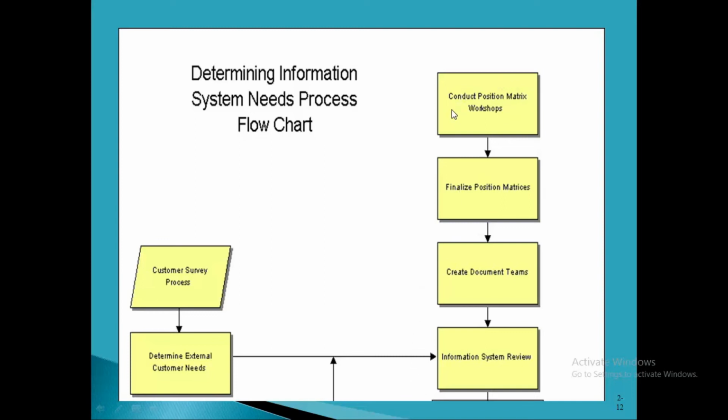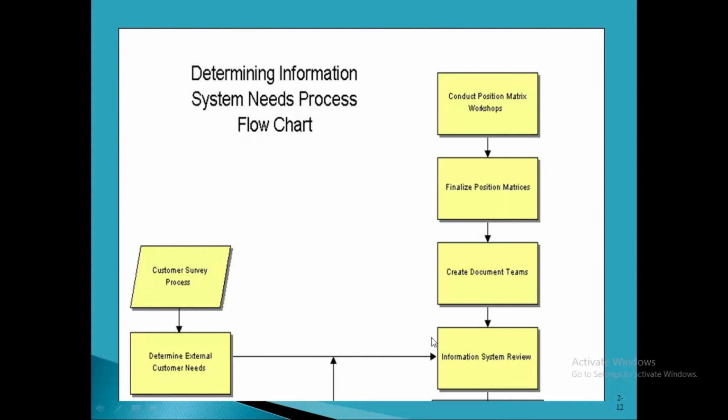Conduct position matrix workshops. Firstly, we need to conduct the position matrix workshops, at which processes are of higher priority and then the subsequent ones. Second step, finalize the position matrices and create the document teams, so that different document teams can be given different charge to do the documentation of information needs of various business processes.